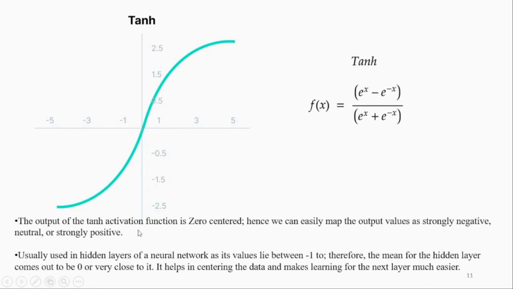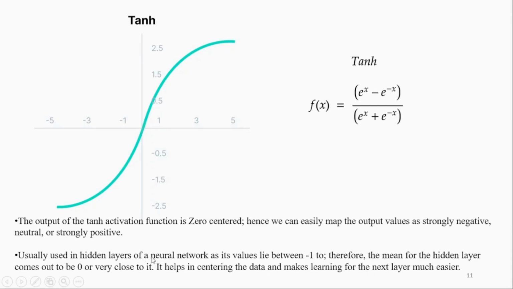The output of the tanh activation function is zero centered. Zero centered means we can easily map the output value as strongly negative, neutral, or strongly positive. Because if the values are below 0, the output values are strongly negative. If it's exactly on 0, we say the output values are neutral, or if the values are approaching +1, then we can say the output values are strongly positive.